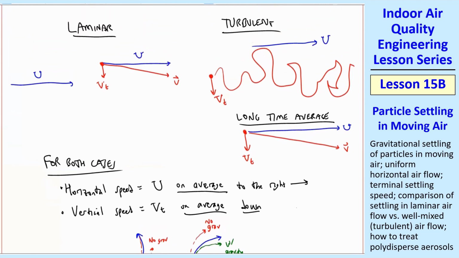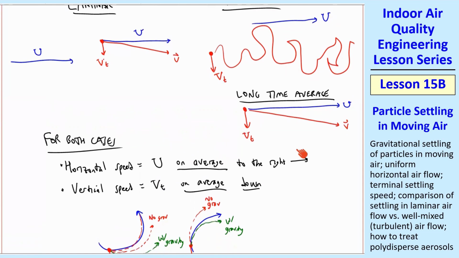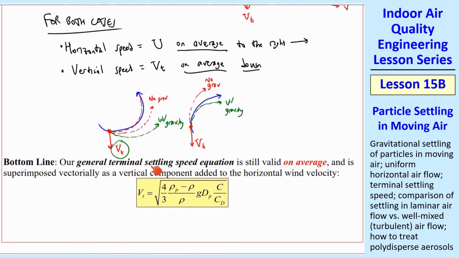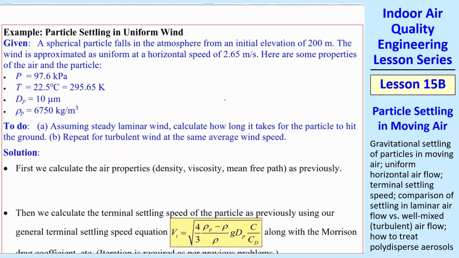So what I'm trying to say is that even though the particle is moving up and down and swirling around with all these eddies, all at the same time, it still has this VT that's constantly pulling it down. And in the long time average, you end up with the same result as you had for the laminar case up here. So the bottom line is our general terminal settling speed equation here is still valid on average, and it's superimposed vectorially as a vertical component added to the horizontal wind velocity. So we really treat laminar and turbulent the same way on average.